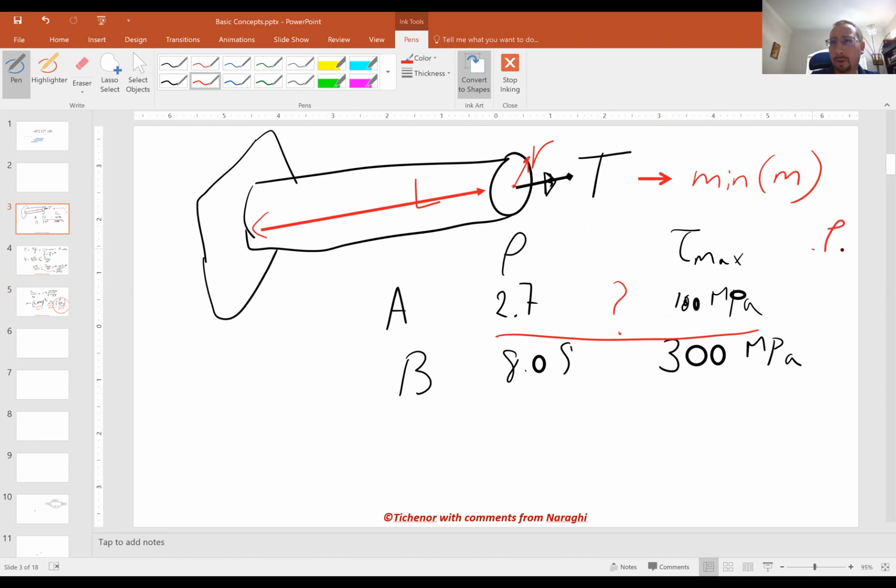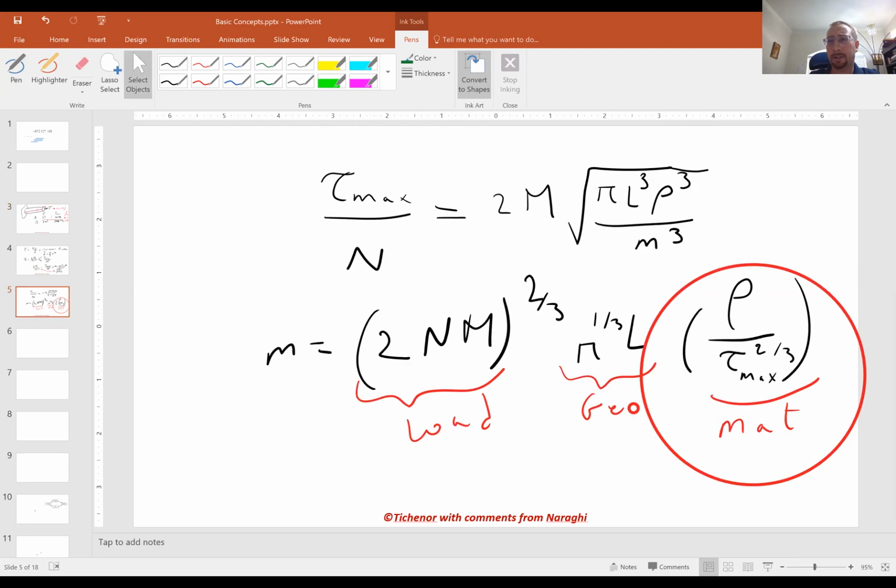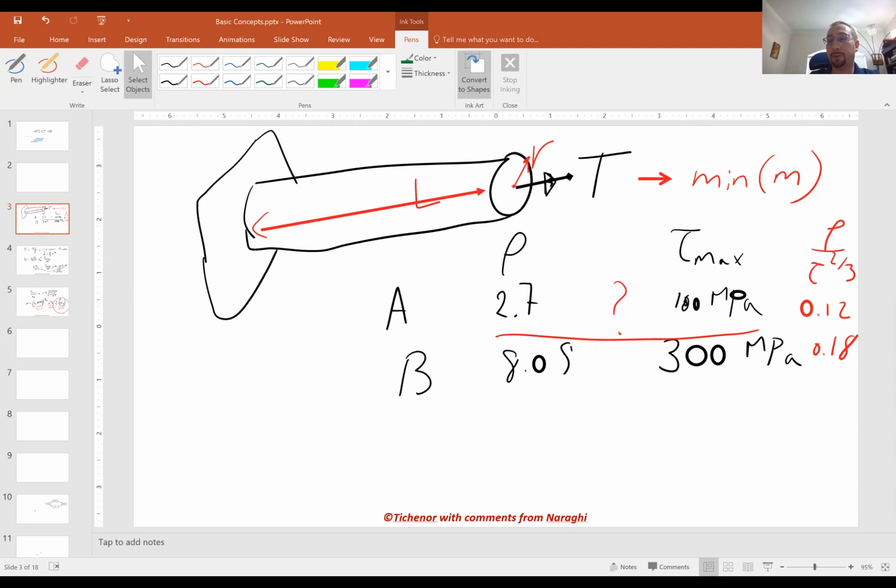rho over tau to the power of 2 over 3. And for this material, it becomes 0.12. And for this material, it becomes 0.18. Therefore, which one is better, A or B? Which one gives me lower mass? Let me go back in here. Look at it. And now here, which one? Good. A is a better material in this case.